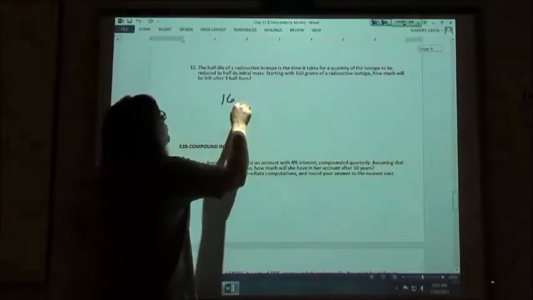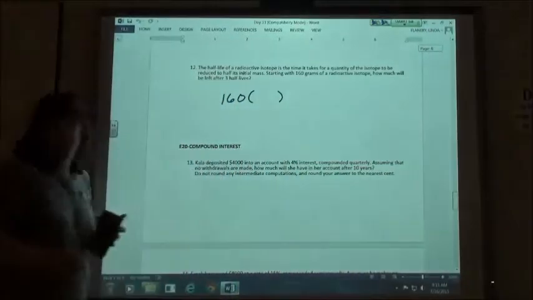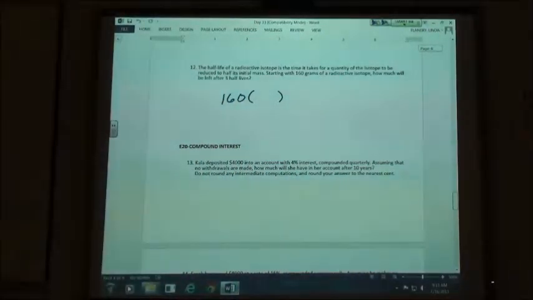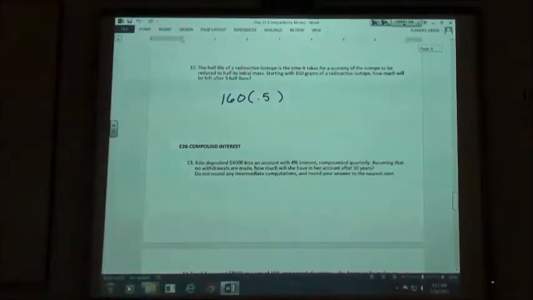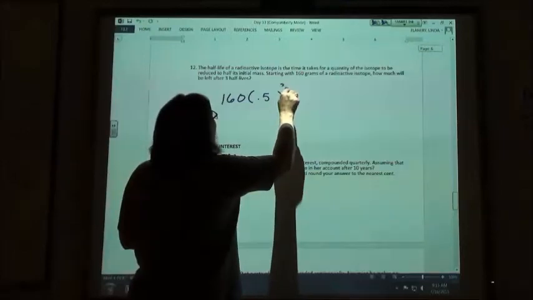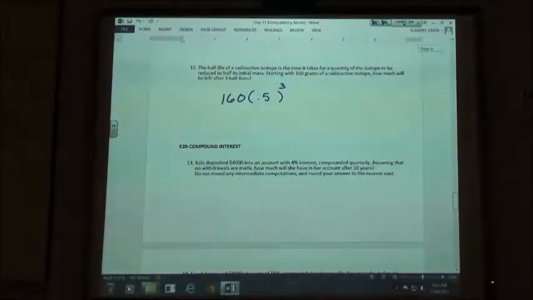So 160 grams. And in here, half-life, you can either use 1/2 like they did previously, or 50%, right? It's retaining 50% of its value. And I like to use 50% because 0.5 is easier to type in than 1/2. Not that it makes any difference. And then for 3 half-lives, so we're going to put a 3 up there.